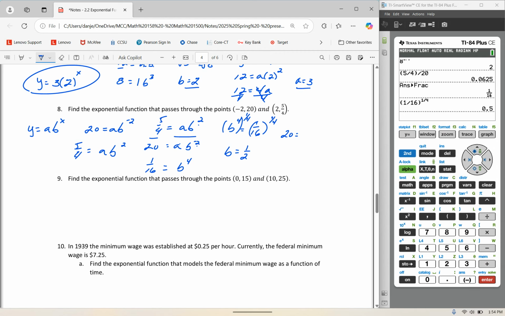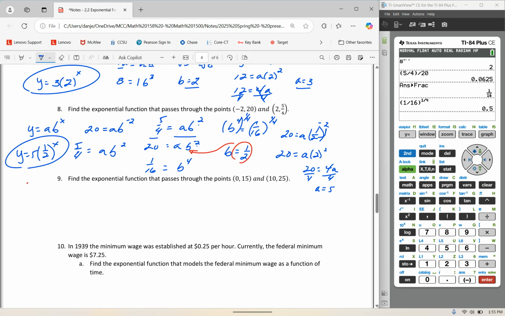So 20 equals a times 1/2 to the negative second. I put the b value of 1/2 into this equation here. Using our rules of exponents, 1/2 to the negative second is 2 squared. So 20 equals a times 2 squared, which is 4. So 20 equals a times 4. A will equal 5. So my equation is y equals 5 times 1/2 to the x.